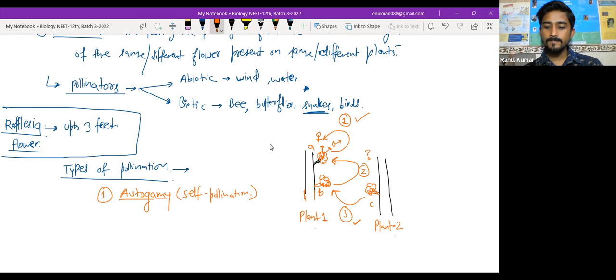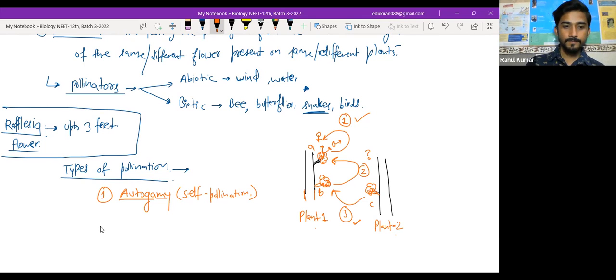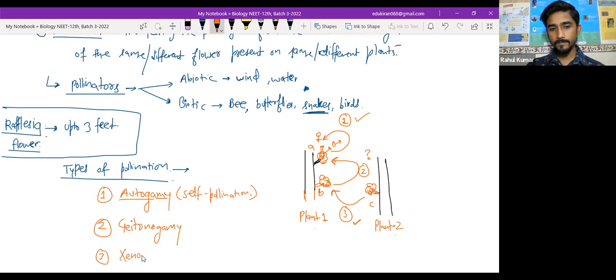Yes, sir. Now the second scenario, which is confusing here, which you think is cross, also it looks like self, we call it Geitonogamy. And the third one, which is cross, is called Xenogamy. So write down first Geitonogamy.